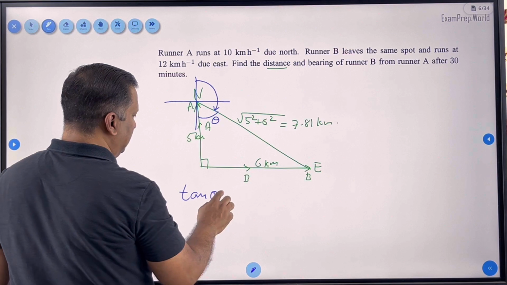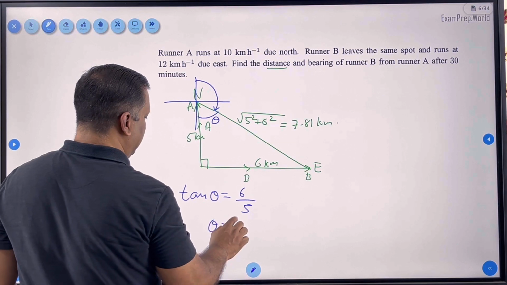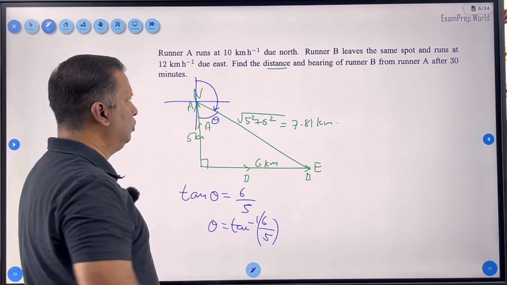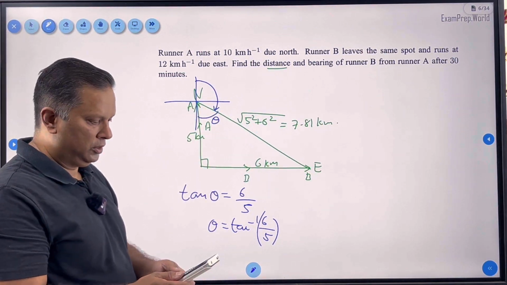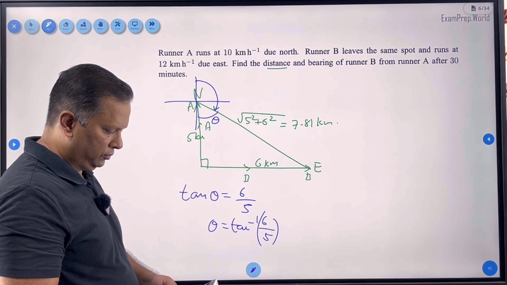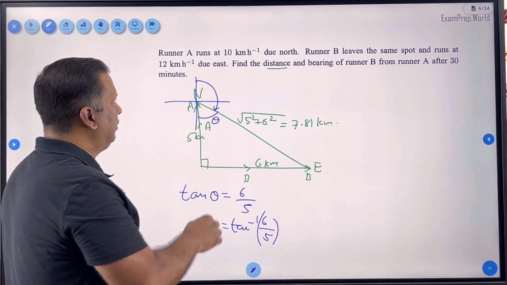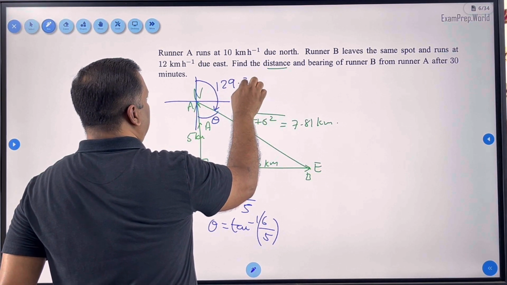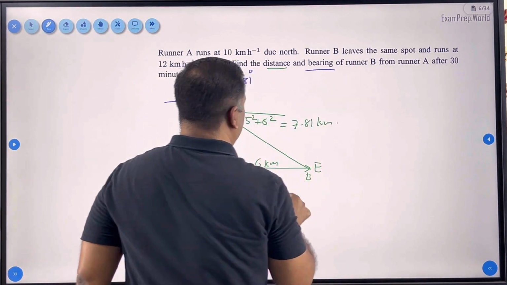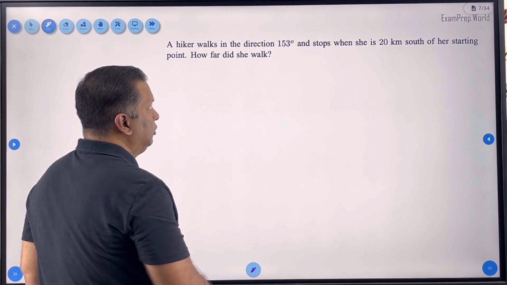So tan theta is equal to 6 upon 5. Therefore, theta is equal to tan inverse of 6 upon 5. If you do this, you will get this angle. You subtract it from 180, you will get the bearing, right? So we'll subtract 180 minus tan inverse of 6 upon 5. We get 129.81 degrees. Okay, so that's your bearing. So we have both things. Now we have the distance and we have the bearing. Okay, so very basic question. Once again, let's do the next question.